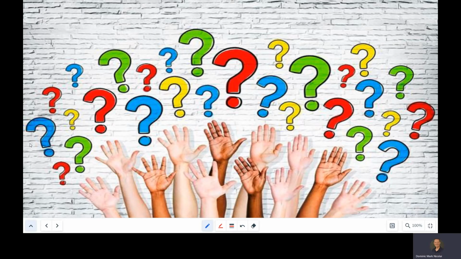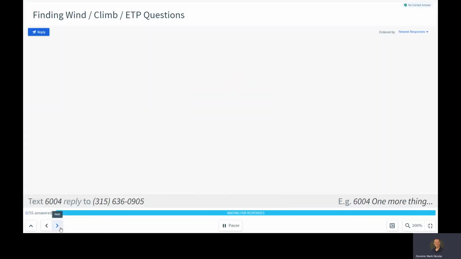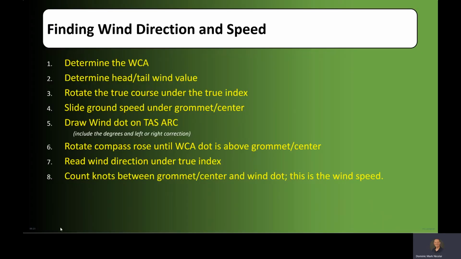Not a single answer from captains. That means your capacity is outstanding. We're continuing on. Finding wind, climb problems, and equal time point questions. If you are hoping for a break and didn't say anything, don't be a passenger next time. Be a captain. All right, here we go.